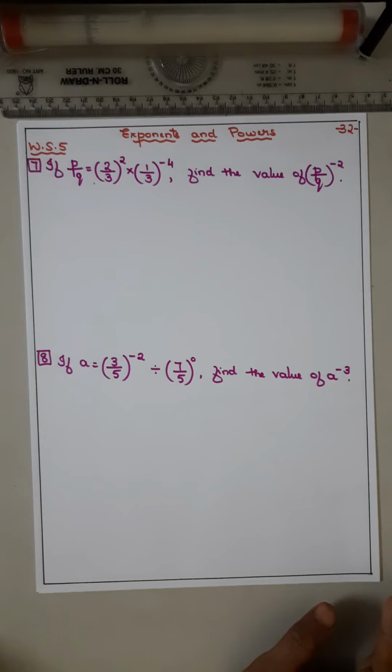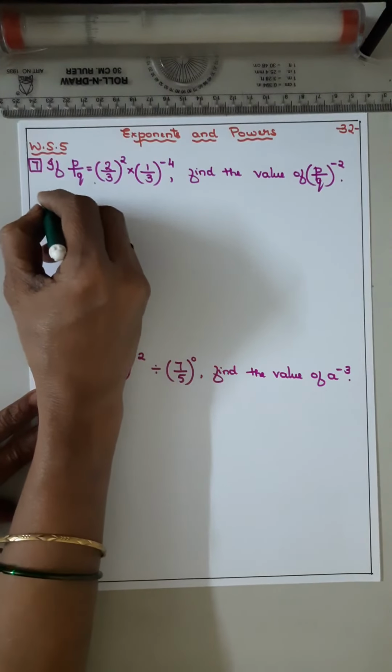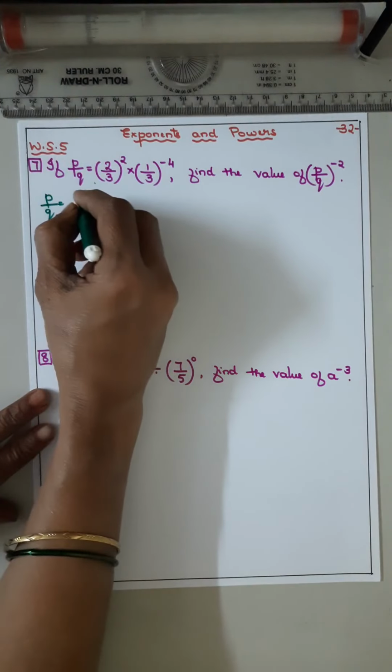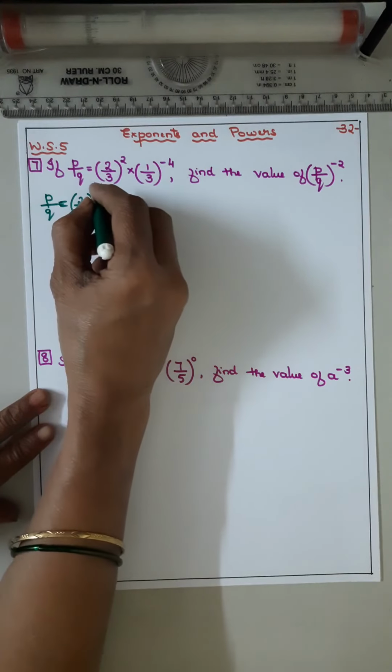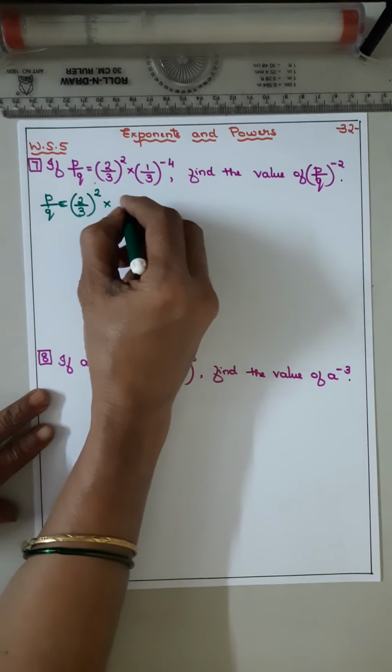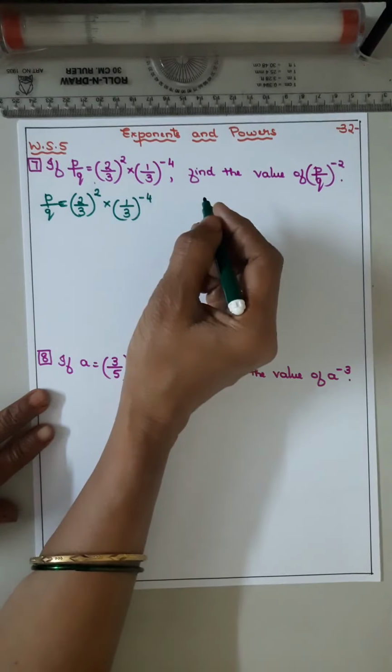Now coming to question number 7. P by Q is given. We have to find out the value of P by Q the whole raised to minus 2. But P by Q we have to solve first. So P by Q is equal to 2 by 3 the whole raised to 2 into 1 by 3 the whole raised to minus 4.